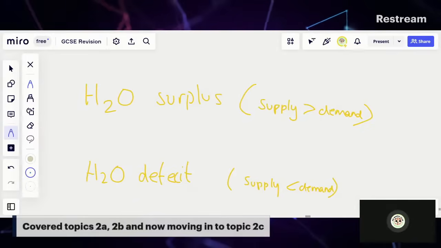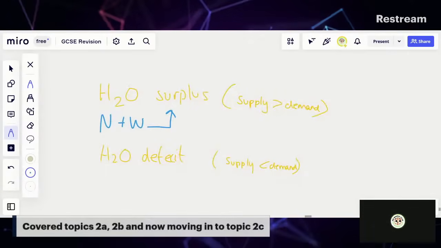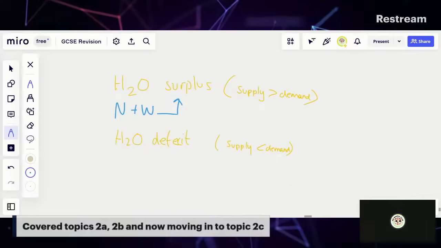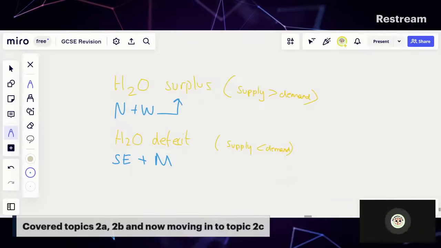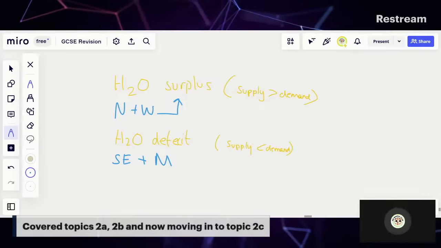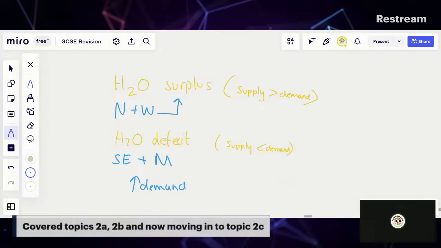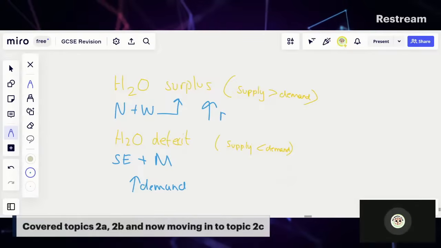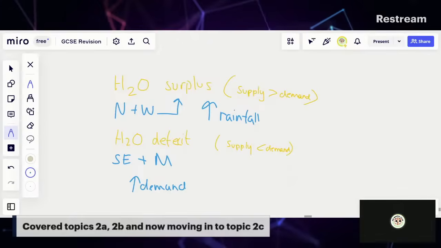So in the UK, the north and the west tend to be areas of water surplus. They have lots of rainfall and therefore the water is not necessarily in demand. Whereas in the southeast and the Midlands, these tend to face greater and hotter temperatures, and also because of the high population densities as well, there is a higher demand for water. So in the north and west, there's higher rainfall, which causes a surplus, and in the southern areas and Midlands, there's higher demand because of the higher population.